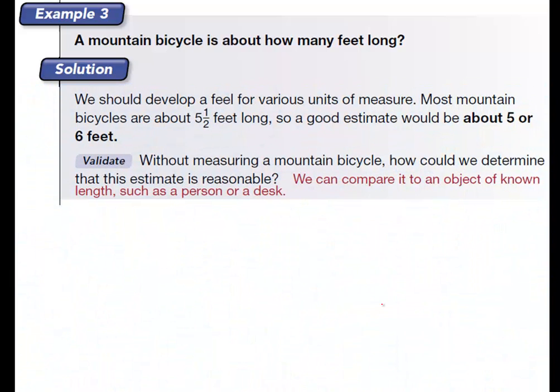Well, a mountain bike is about 5.5 feet long. So if you estimated between 5 or 6 feet, you did a great job. Without measuring a mountain bike, how could we determine that this estimate was reasonable? Well, we did that by comparing it to an object. In this case, I said to compare it to you and your height. Hopefully that was a fairly good exercise and not too difficult.